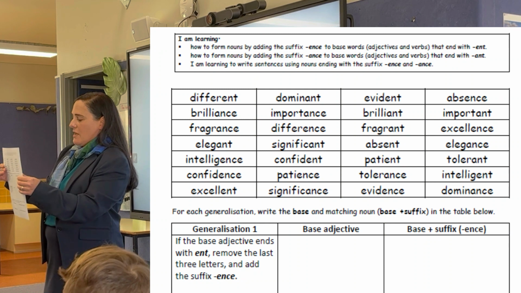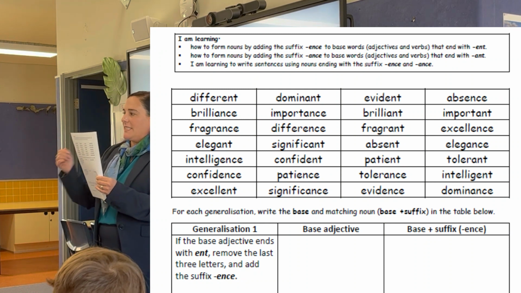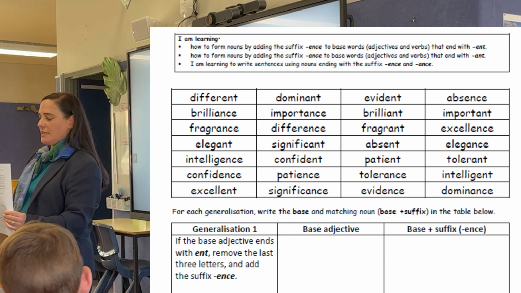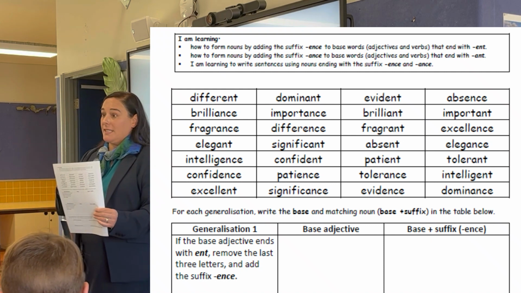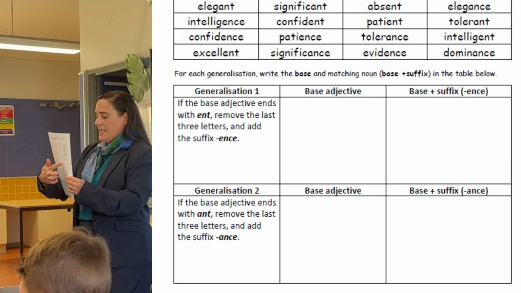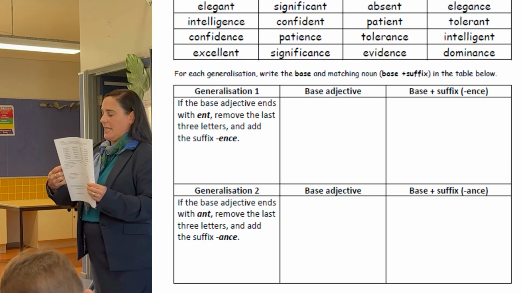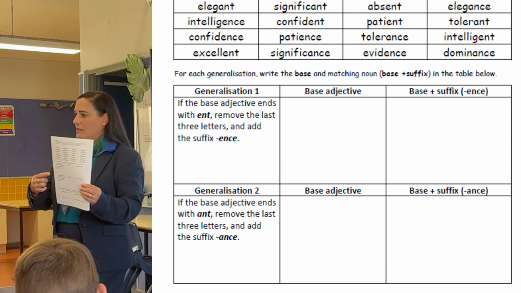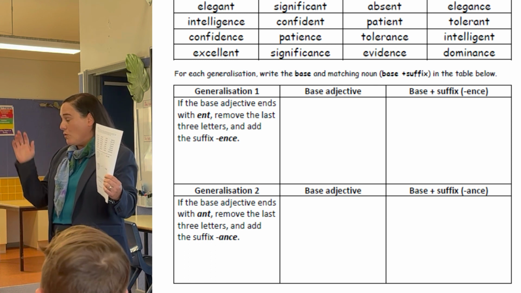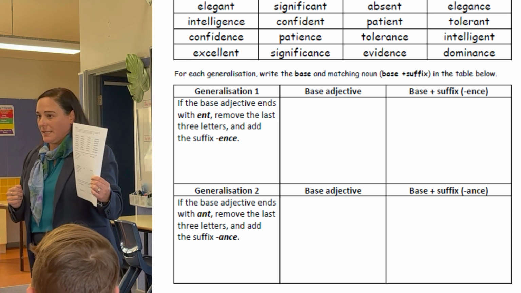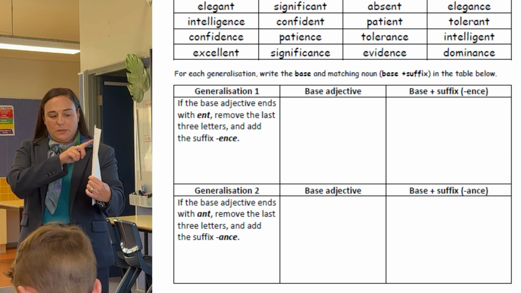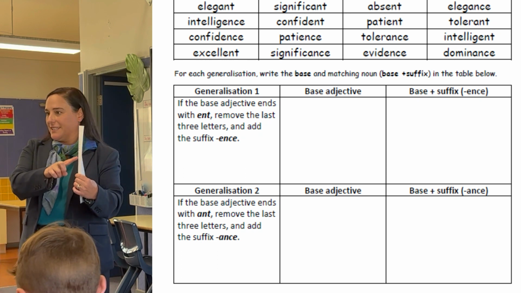On this worksheet, you'll see some words. Some of those words are base adjectives like different and significant, and some of them have the suffix instead, like ENCE or ANCE. And down here, I've got the first generalization, which is if the base word ends in ENT, you need to change ENT or remove it and replace it with a suffix. And the suffix is ENCE. So you need to find those base words, write them in here and add the suffix.